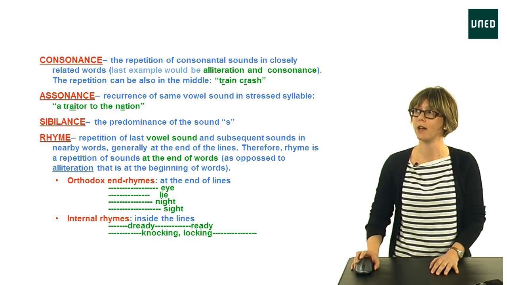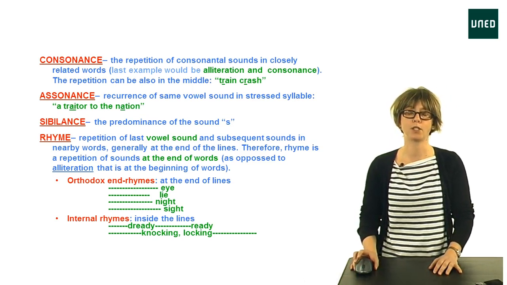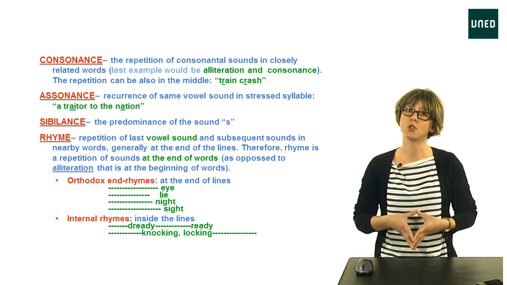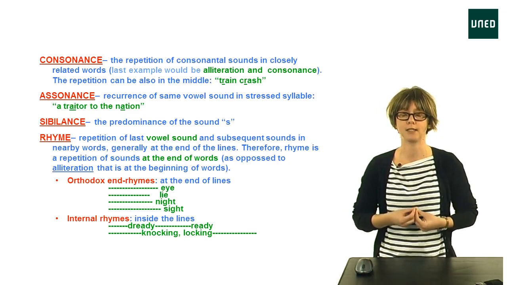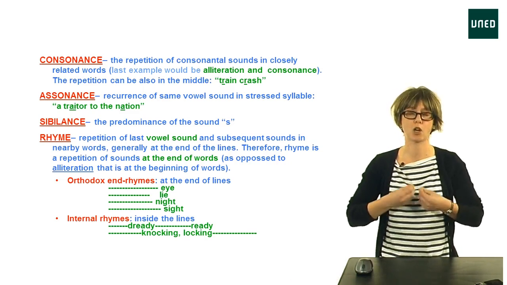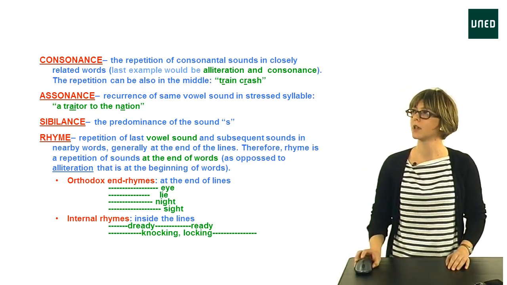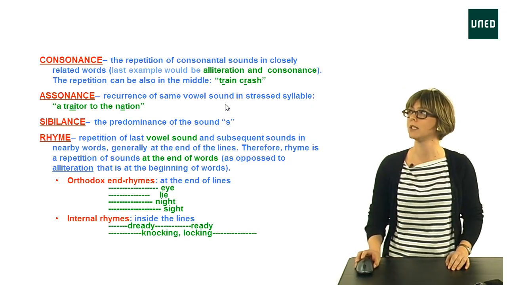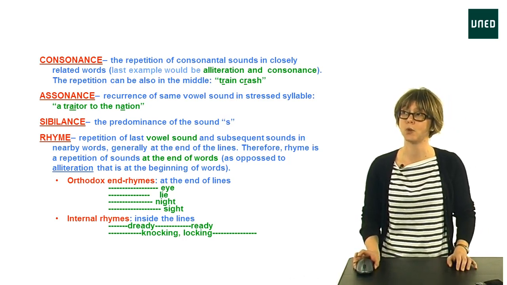Consonance, another sound pattern, is the repetition of consonantal sounds in closely related words. The last example would be alliteration because it's at the beginning of the words, and consonance because it's the consonant sound that is repeated. Now, the repetition can also be in the middle of the word, as in train and train crash, with the sound R. Assonance is the recurrence or repetition of the same vowel sound in stressed syllables, as in the example, a traitor to the nation, and the sound A.